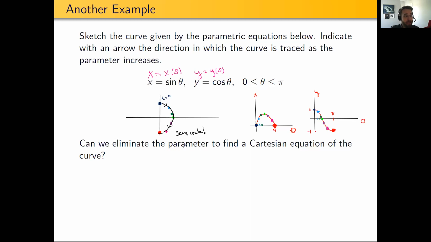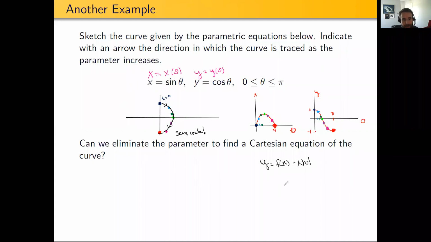Yes. Okay, so can we eliminate the parameter to find a Cartesian equation of the curve? Well, if I'm trying to find an equation of the form y equals f of x, the answer is definitively no. I cannot do this, right? The reason is that if I'm thinking of this as a function of x, my graph fails to satisfy the vertical line test. Here's a vertical line, and it's hitting the graph of this parametric equation in 2 different points. So we cannot write y as a function of x.